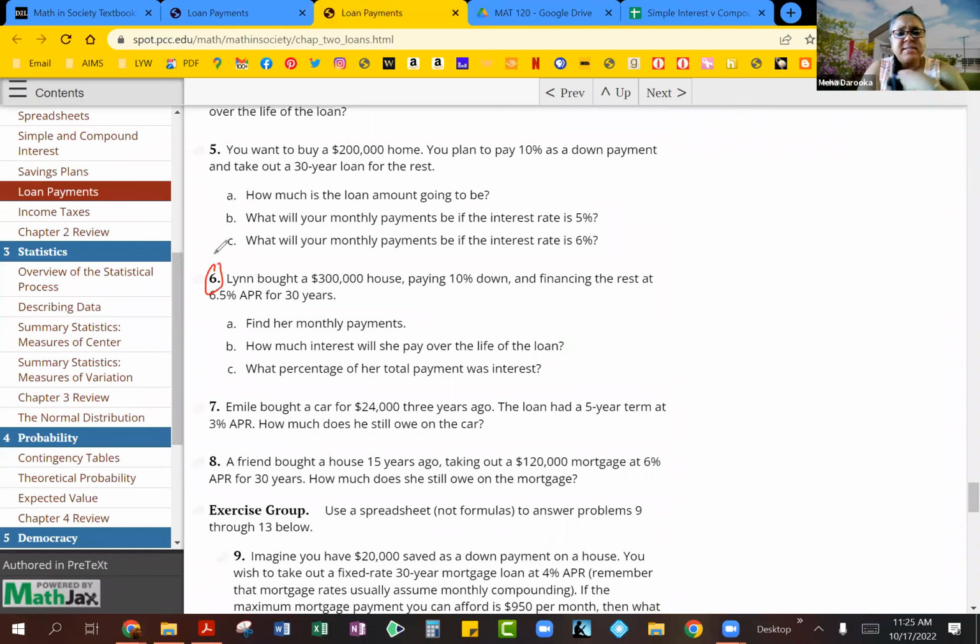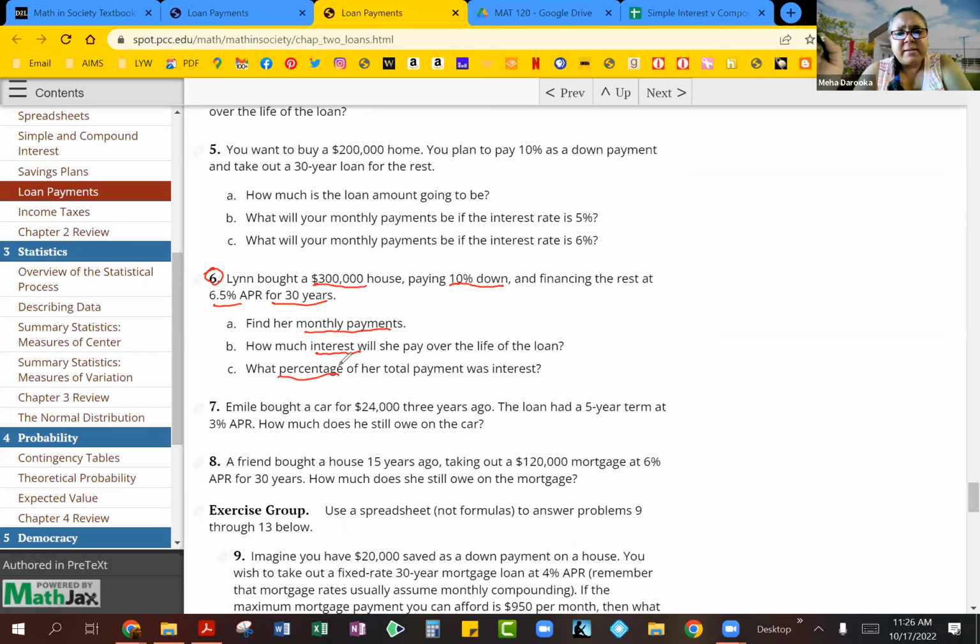So number 6 is what we're looking at. They're telling us Lynn bought a $300,000 house, paying 10% as the down payment, and then she's financing the rest. So 300,000 is the house price, 10% down, financing the rest at 6.5% APR for 30 years. They're asking us to find the monthly payments. They want to know how much interest she'll pay over the life of the loan. And then, what is the percentage of her total payment that was interest?